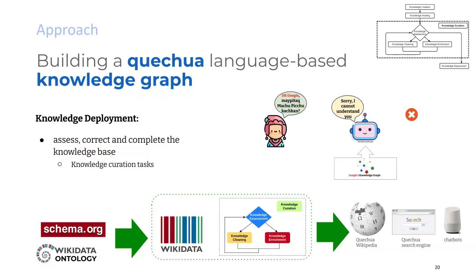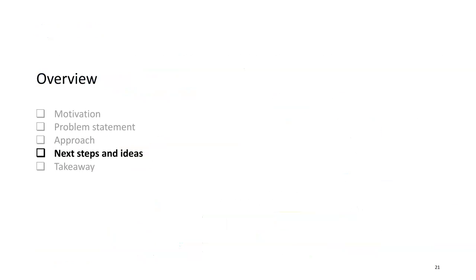In this case, we have a chatbot that speaks, okay, Google, tell me about Machu Picchu in Quechua, and the chatbot doesn't know the answer because the chatbot probably doesn't speak Quechua. So we want to change that, and we want to empower technology that can support the Quechua language as well. So what are the next steps and ideas?